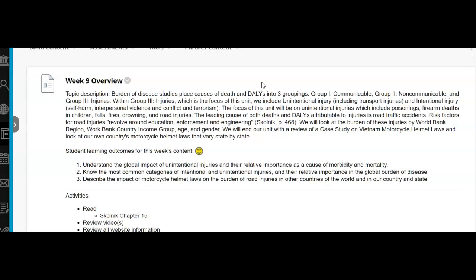So let's step back. We know that the burden of disease studies place causes of death and DALYs into 3 groupings. Our first group we've already spoken about is communicable diseases. Our second group is non-communicable diseases, NCDs. And now our third group is injuries. Within this group 3, we have both intentional and unintentional injuries.